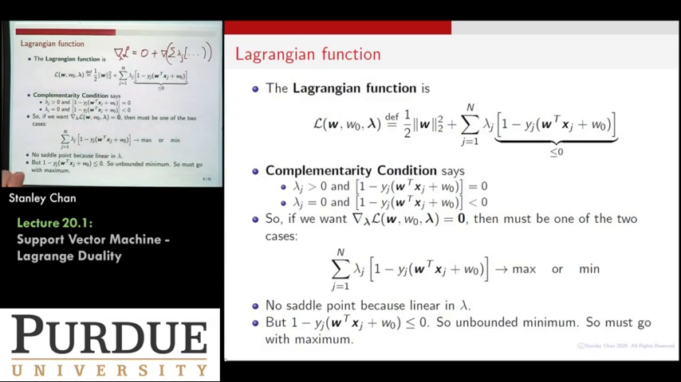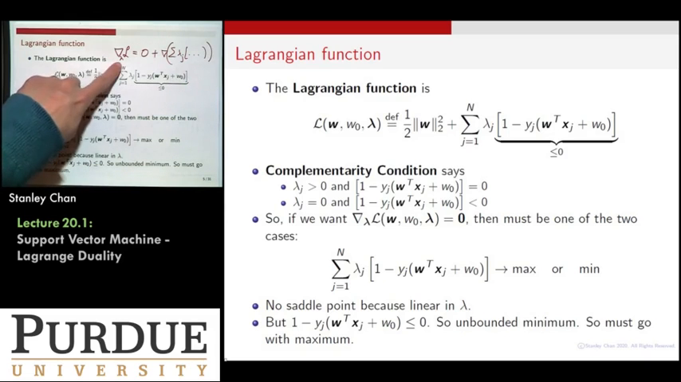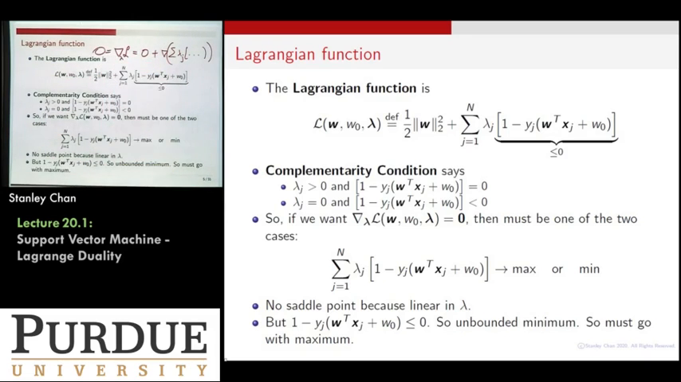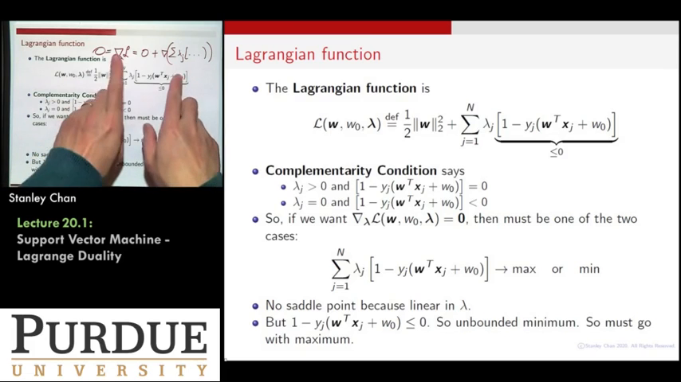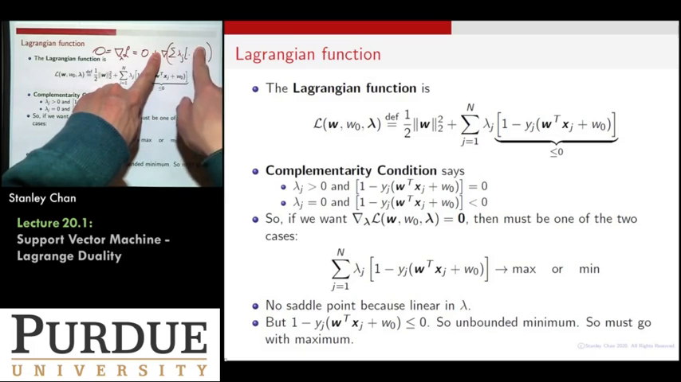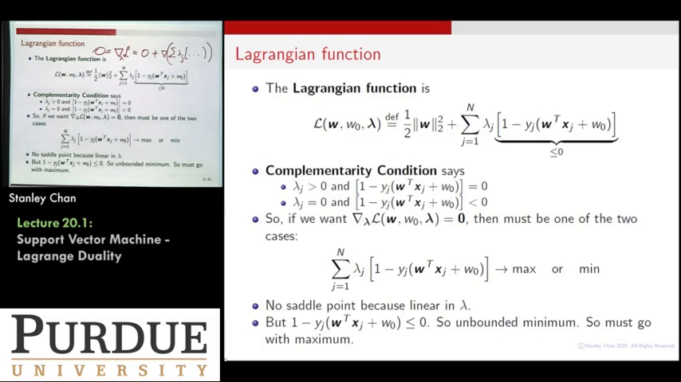And so if you want to make this 0, then effectively you're asking this gradient to go to 0. And if you ask this gradient to go to 0, what are you asking? Literally, you're asking this thing to go to either max or min, because at max or at min, you will get 0 gradient. Now, you won't get a saddle point because this function is linear in lambda. So you either can go up or go down. You will never get a saddle point. Okay?